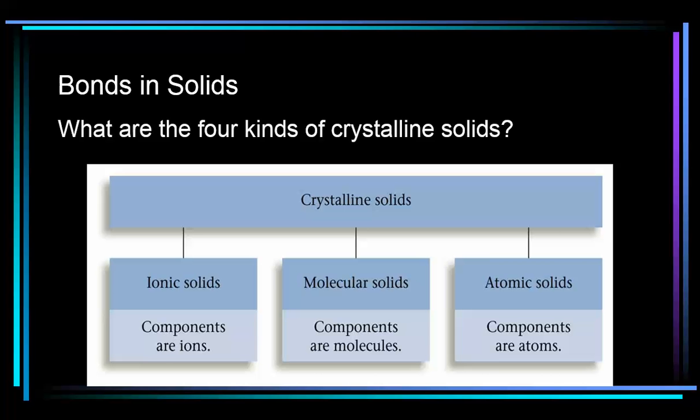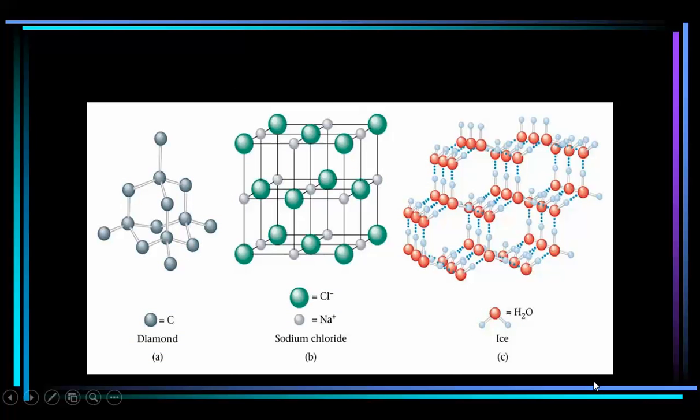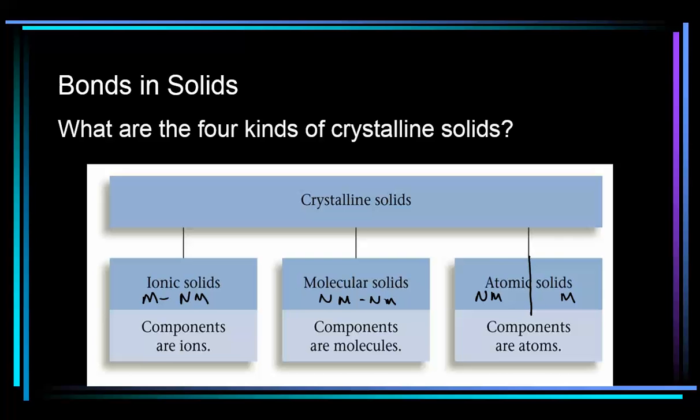There are 4 kinds of crystalline solids. Now you only see 3 up here, but there's a 4th kind that I'll show you. Okay, ionic solids, of course, are metal, non-metal. Molecular solids would be non-metal, non-metal. Atomic solids, I'm going to split into 2: non-metal solids and metal solids.